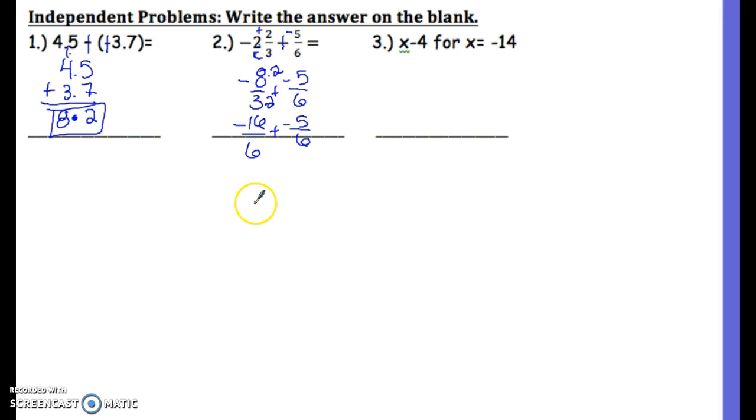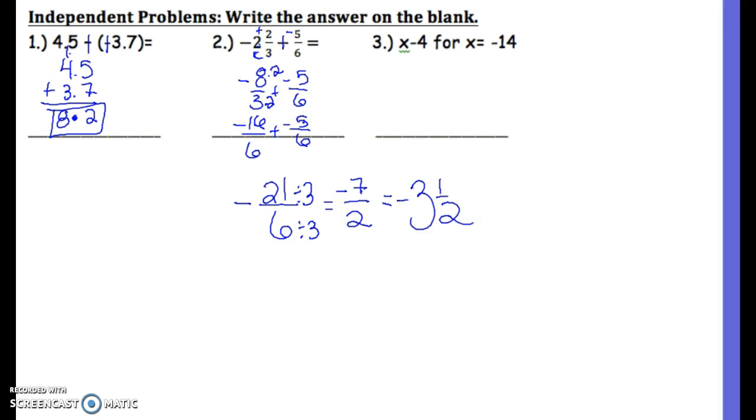Well, they're the same sign, so we know it's negative. Keep your denominator as a 6. 16 plus 5 is 21. Now you could make this a more simplified fraction. They both are divisible by 3. So you end up with negative 7 over 2. Or you could make it a mixed number. 2 goes into 7 3 times. So you get negative 3 and 1/2.